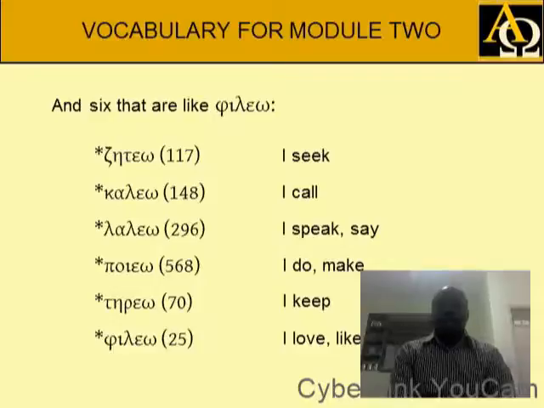We have six that are like phileo. By the way, we'll talk about phileo. We call them epsilon omega verbs, because they end with eo at the end. So zeteo, I seek. Kaleo, I call. Laleo, I speak or say. Poieo, I do or make. Tereo, I keep. Phileo, I love or I like. That's where you get the word philosophy. That's where you get the word Philadelphia, a combination of two Greek words: phileo, which is to love, and adelphos, which is brother. So Philadelphia means the city of brotherly love.